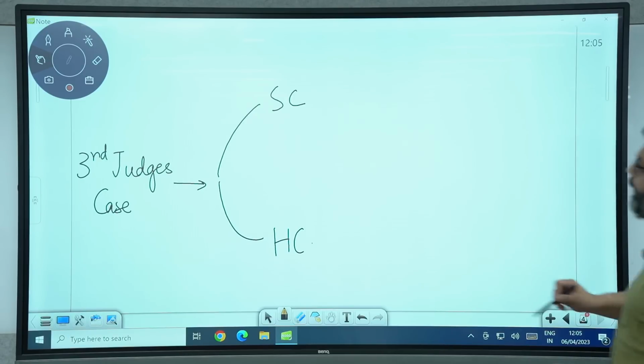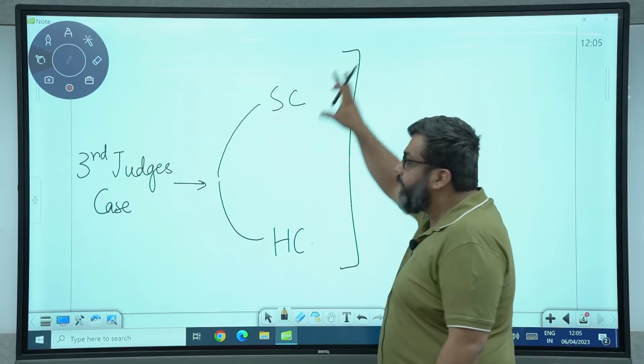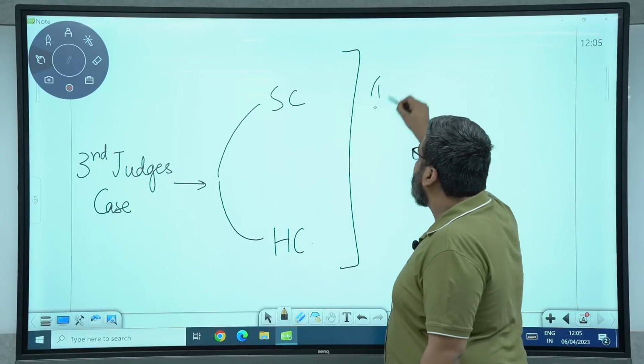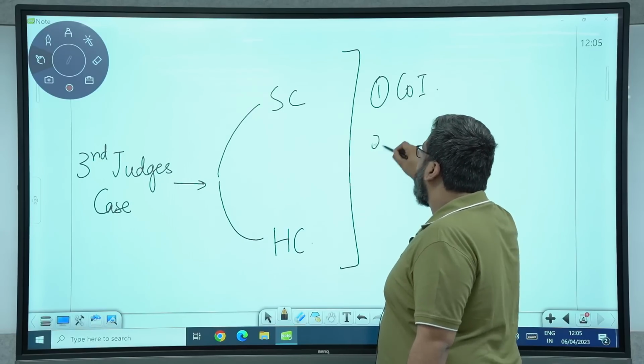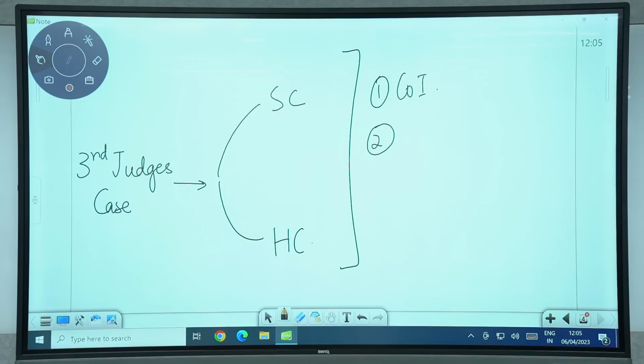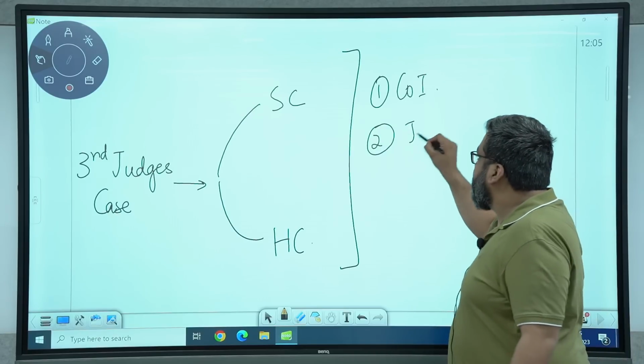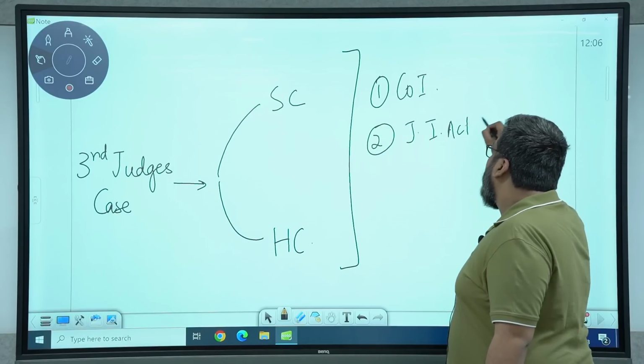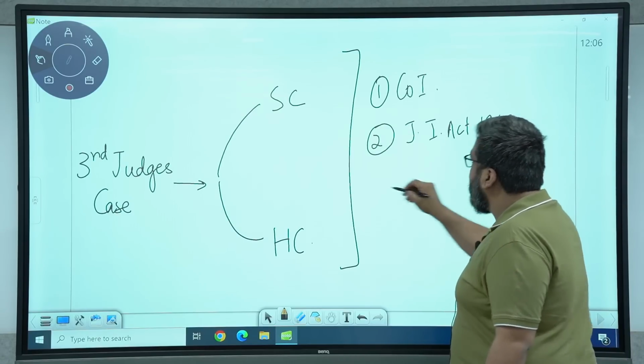The first set of provisions that govern all of this entire ecosystem is the Constitution of India. Second, their removal processes are governed not only through the Constitution, but through a specific law called the Judges Inquiry Act of 1968.